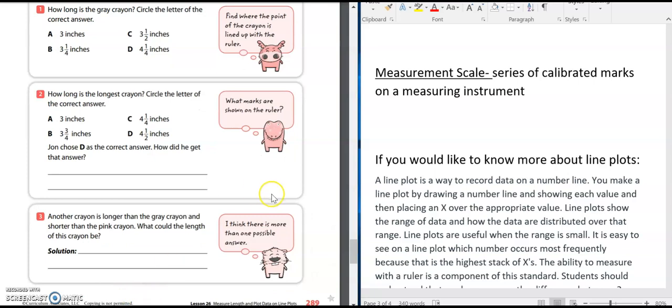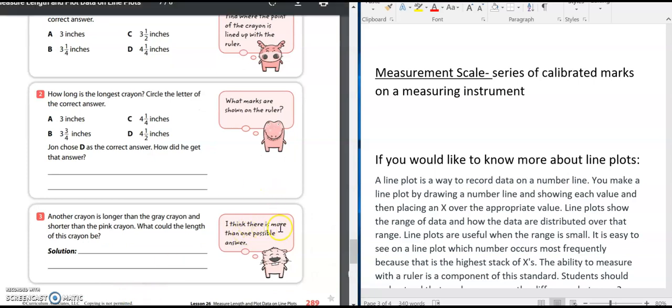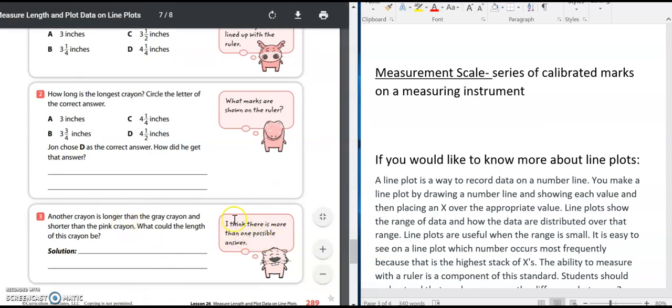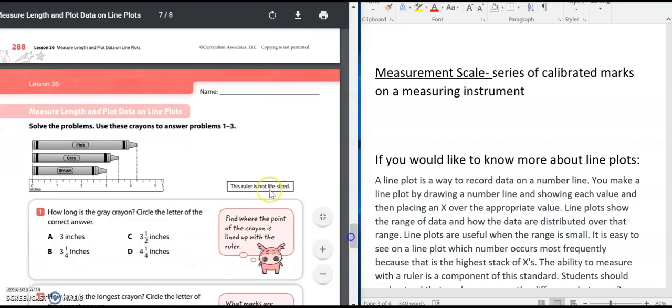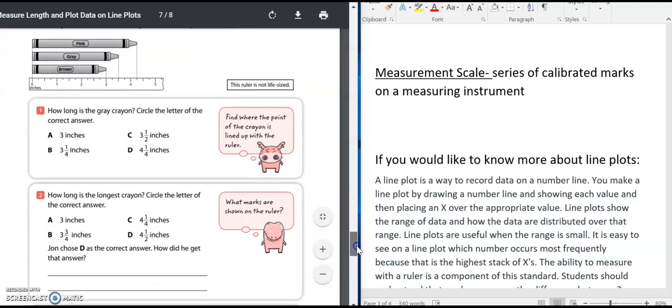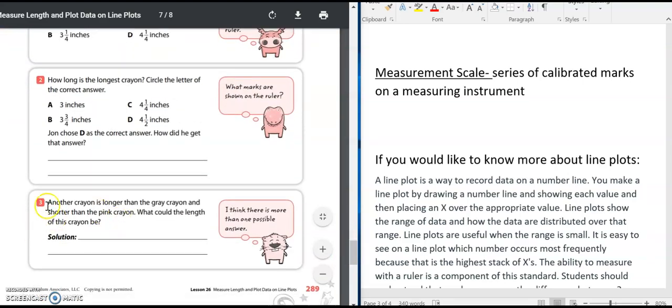And if we look over here in the solution box, I think there is more than one possible answer. I think that's where it's leading us. So because there's 2 of them up here that are shorter than the longer one, right? So we have gray that's shorter than pink, and we also have brown that's shorter than pink. Please be sure to use part of your question in your response when you're giving me your solution.